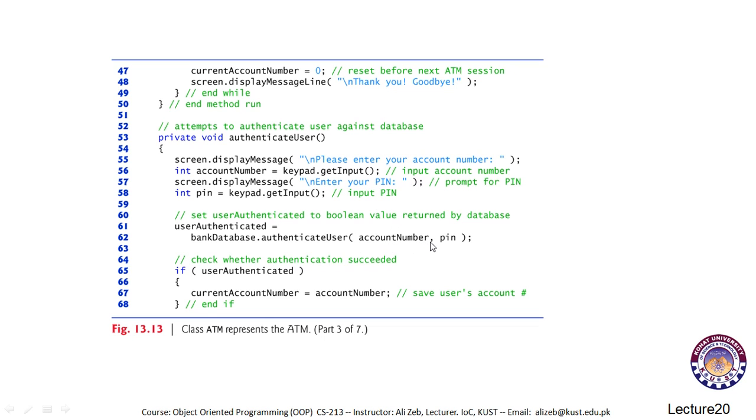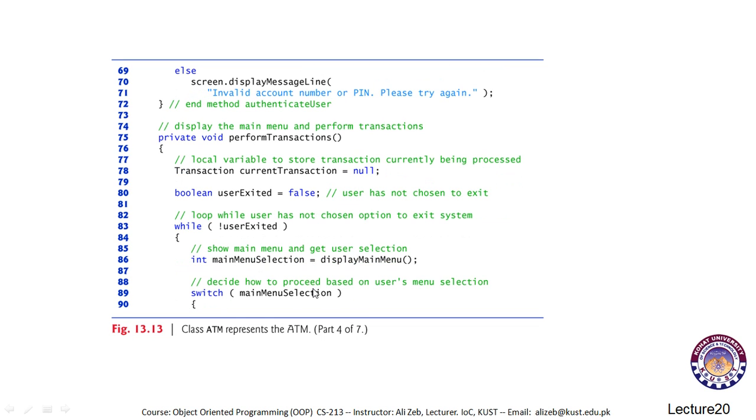Once these details have been verified for this user, we will authenticate the user. If the user is authenticated, the current account number will be updated to the account number we have received from the user. The current account number was initially set to 0, and now it will be set to the account number we have received from the user. Else the screen should display: invalid account number or PIN, please try again.